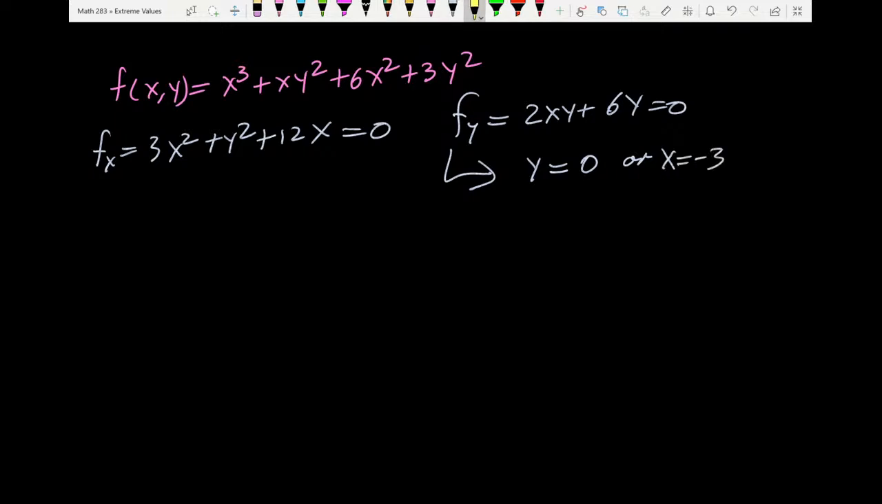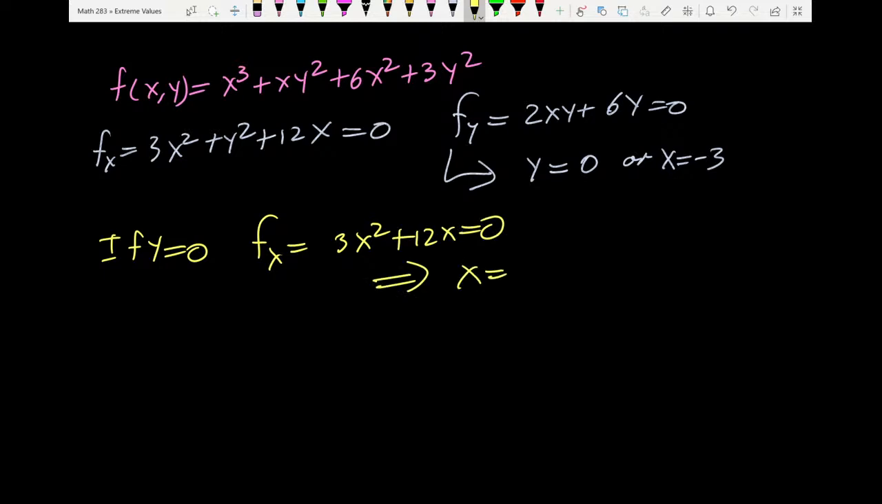Okay, so let's look at it. If y equals 0, f sub x equals what? 3x squared plus 12x equals 0. From that, what do you get? x equals what? -4. So you get the 0, 0 and what? -4, 0. Right, guys?